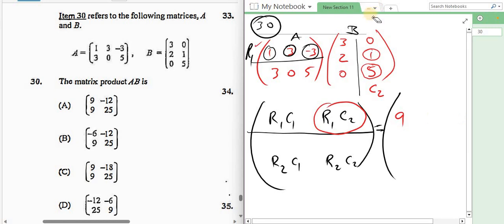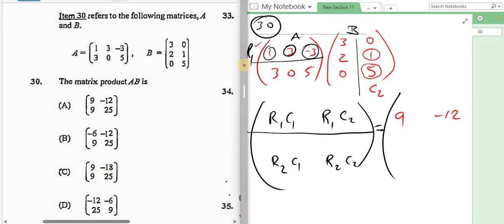Is there only one option that has 9 and negative 12? Yes. Which option is that? I like that, fast thinking. Okay, don't spend your time working on the others. But just in case there was another one, we're going to go down.